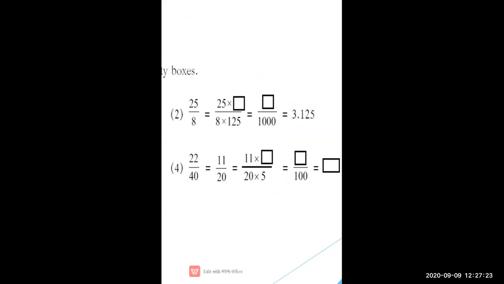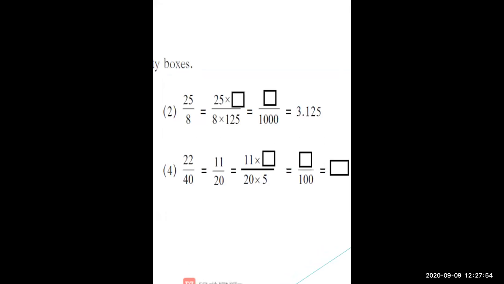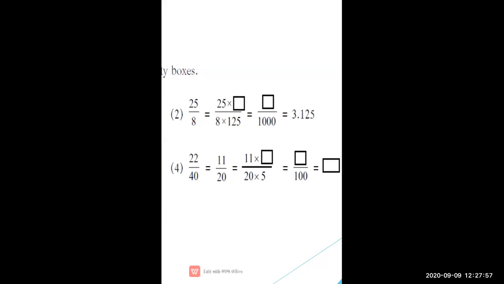Now see here, it is given 25 upon 8. Now listen properly. Don't give me the answers yet. 25 upon 8 equal to 25 multiplied by box upon 8 multiplied by 125. See why they have written 125? Because if we multiply 125 by 8, we get the answer 1000. So if we multiply 8 by 125, we have to multiply 25 also by 125 only.